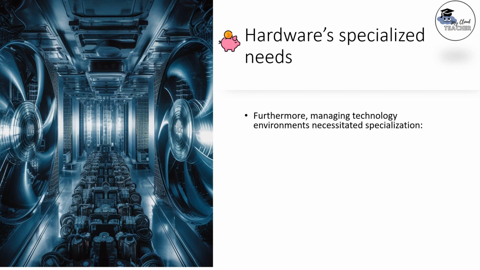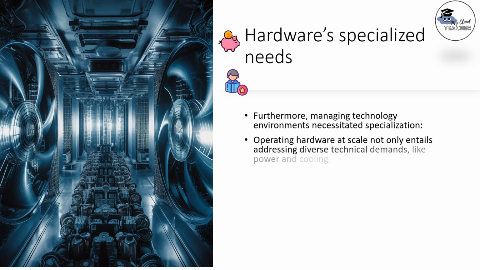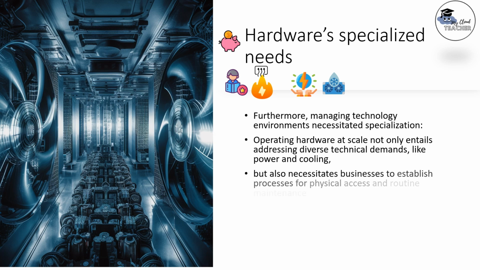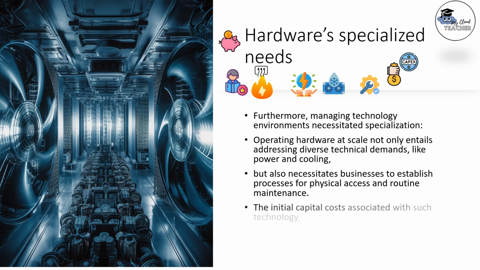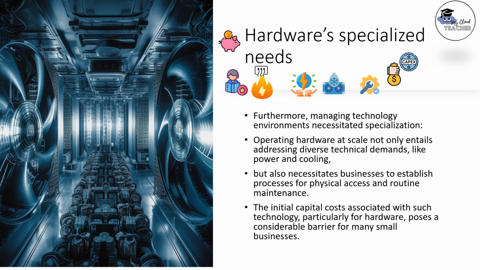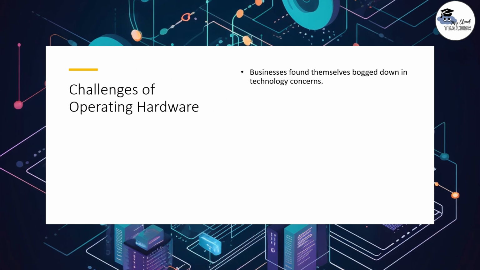Furthermore, managing technology environments necessitates specialization. Operating hardware at scale not only entails addressing diverse technical demands like power and cooling, but also necessitates businesses to establish processes for physical access and routine maintenance. The initial capital costs associated with such technology, particularly for hardware, poses a considerable barrier for many small businesses. Businesses found themselves bogged down in technology concerns.